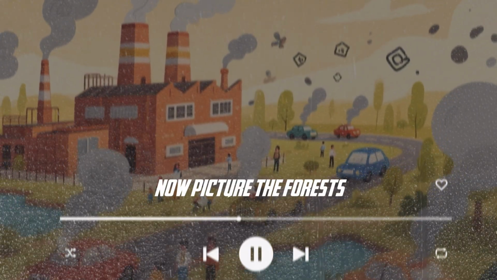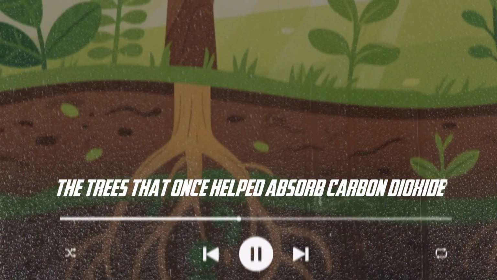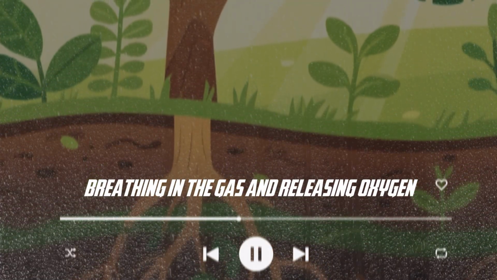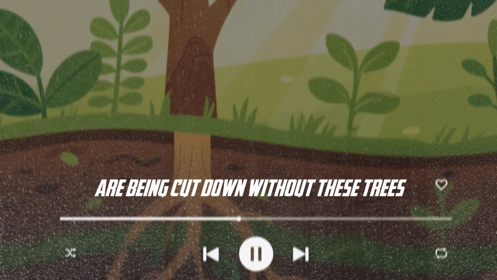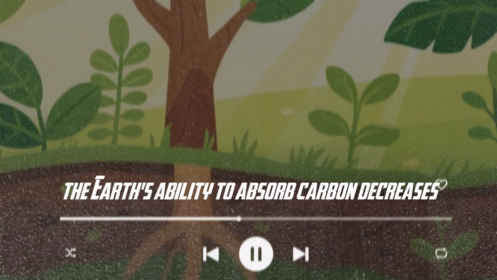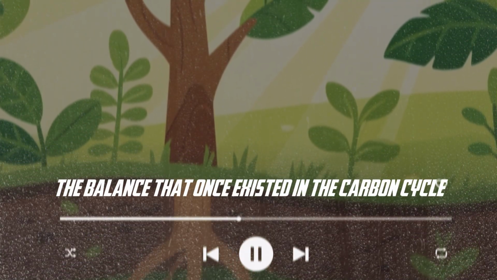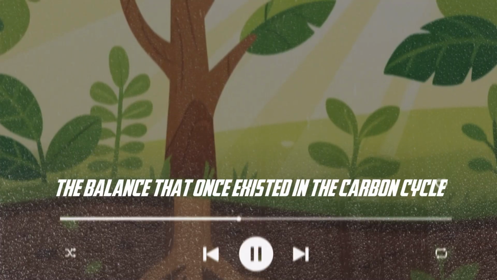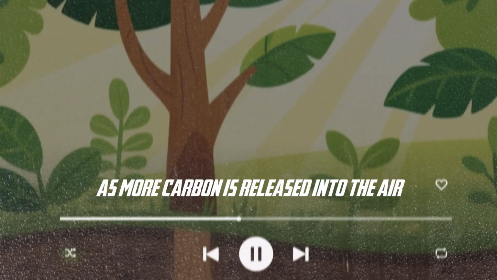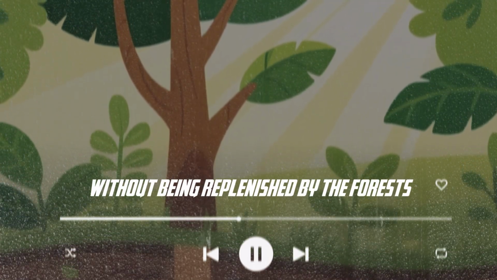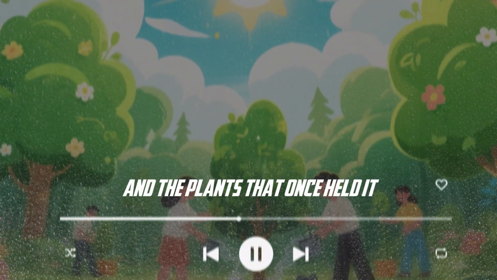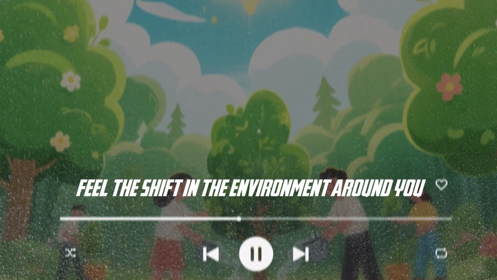Now, picture the forests, the trees that once helped absorb carbon dioxide, breathing in the gas and releasing oxygen, being cut down. Without these trees, the Earth's ability to absorb carbon decreases. The balance that once existed in the carbon cycle is now beginning to slip away. As more carbon is released into the air without being replenished by the forests and the plants that once held it, feel the shift in the environment around you.